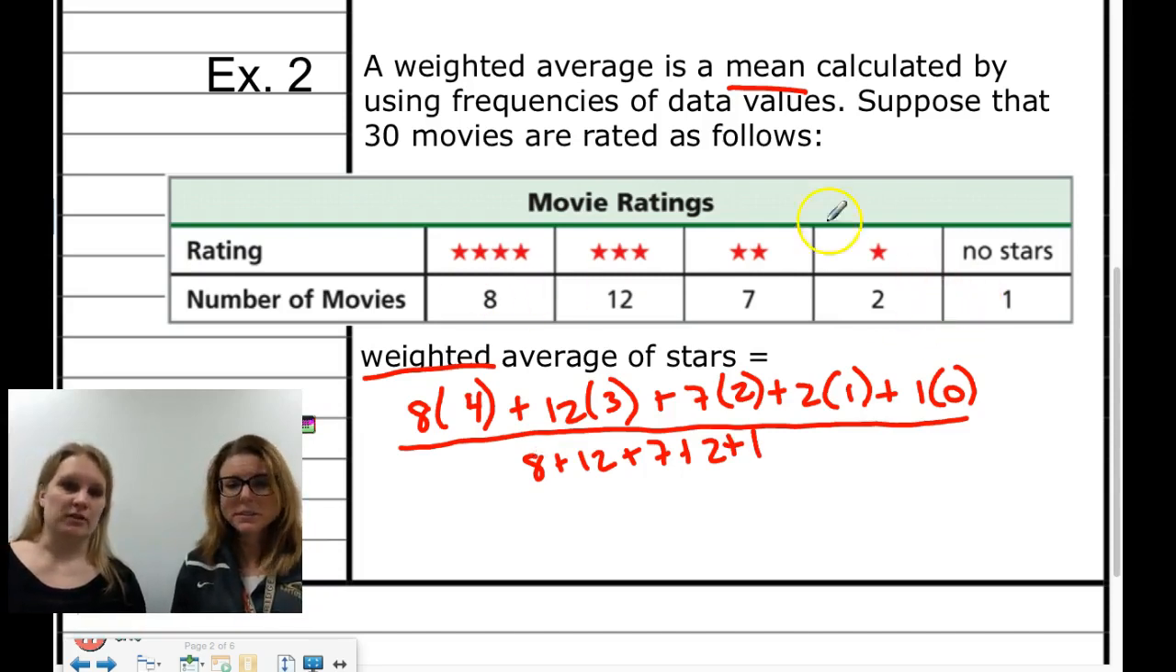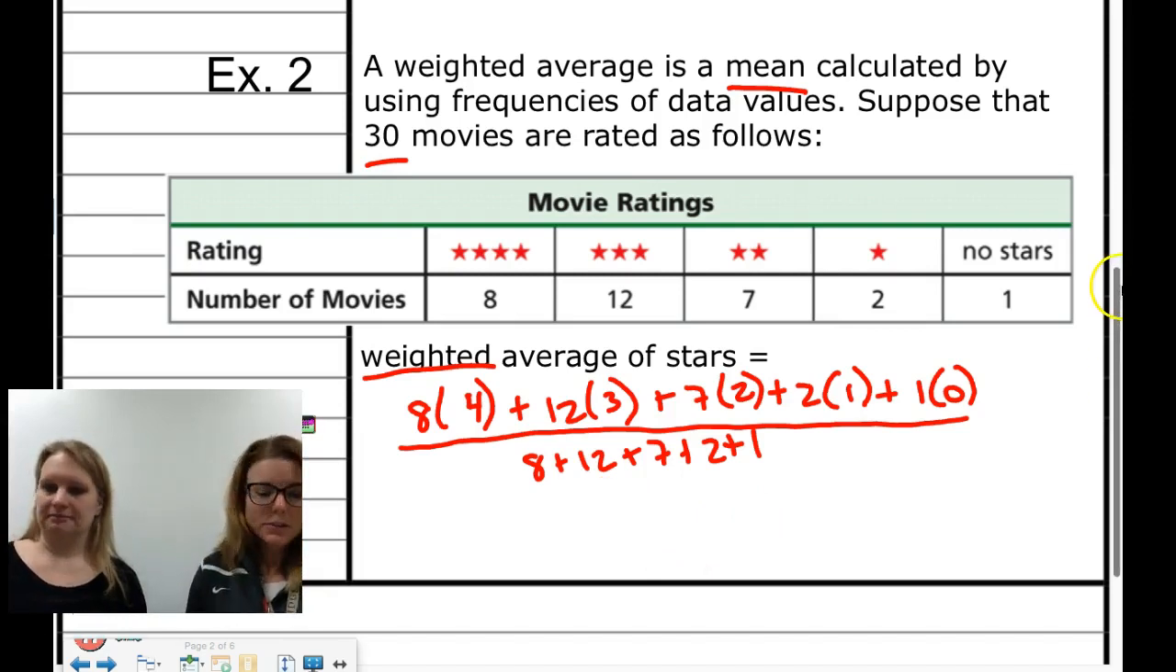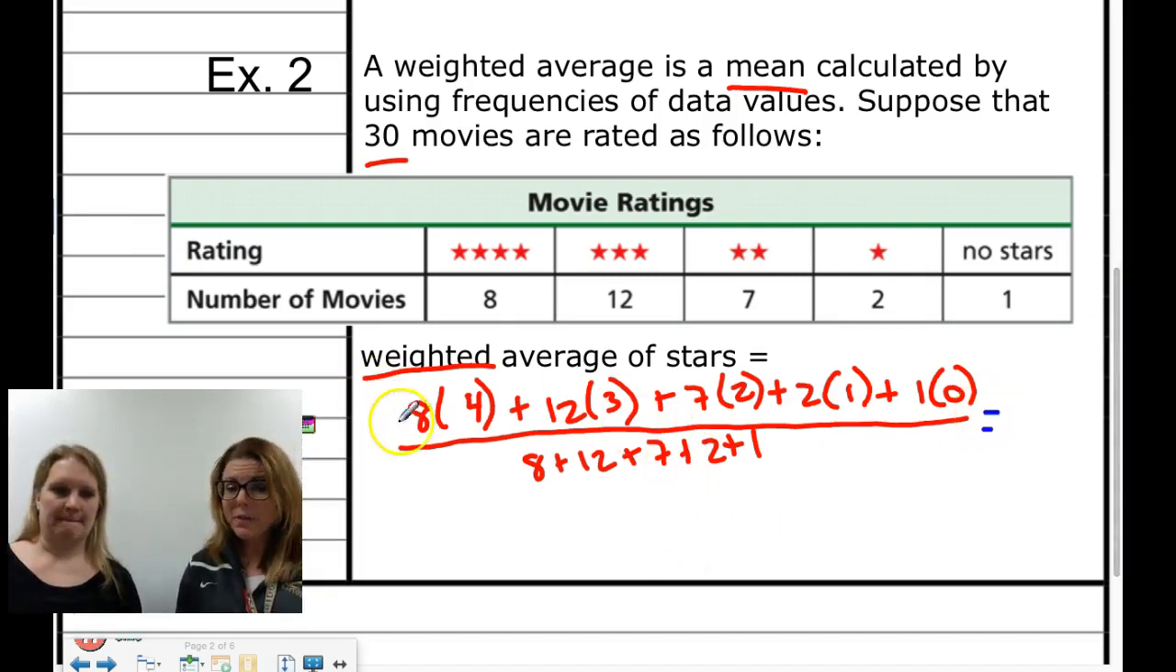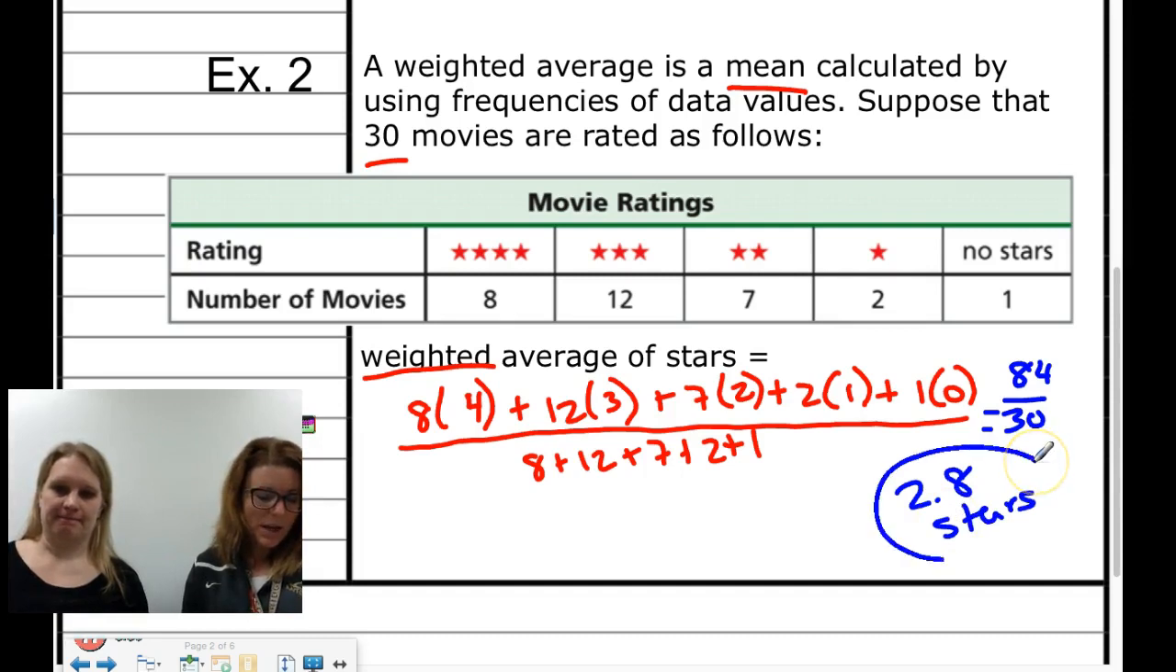So the total number of movies, or you could have just said 30. Exactly. 30 on the bottom. When you do the math of all that on top, you get 84. In the bottom, you better have 30. And if you divide, it's 2.8. So the average rating was 2.8 stars. You got it.